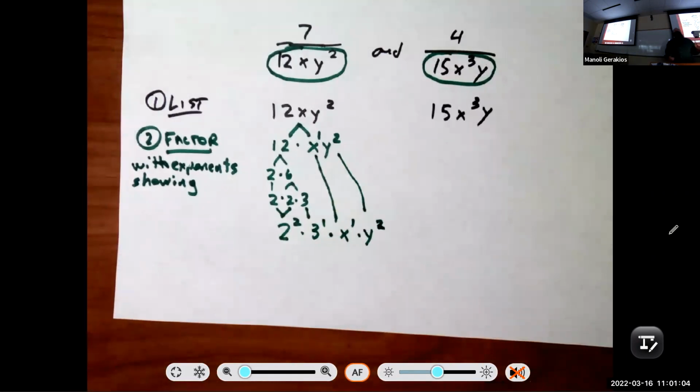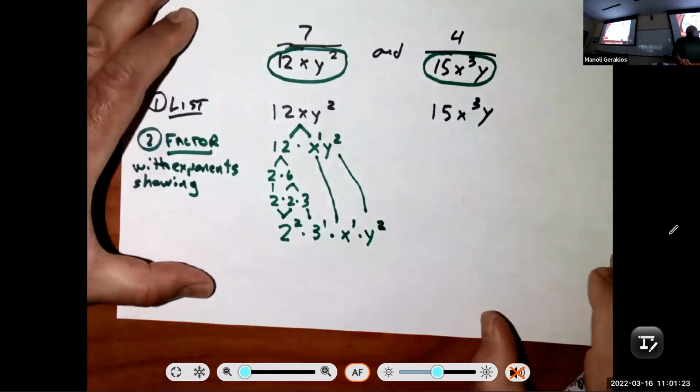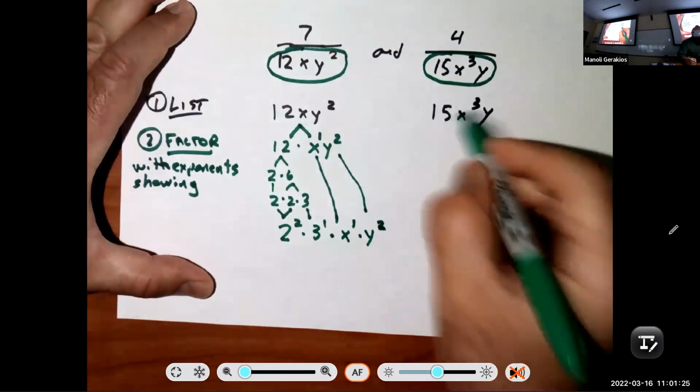So there's every kind of prime number. 2 and 3 are prime numbers. Their exponents are showing. X is to the X, there's only one of them, so X to the first power, I write that in. Y to the second power. Every different kind of factor is showing with exponents. So I'm going to do the same thing.